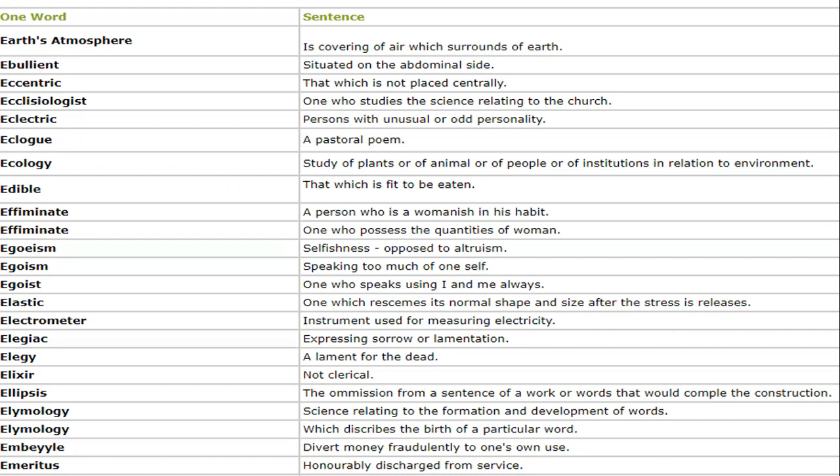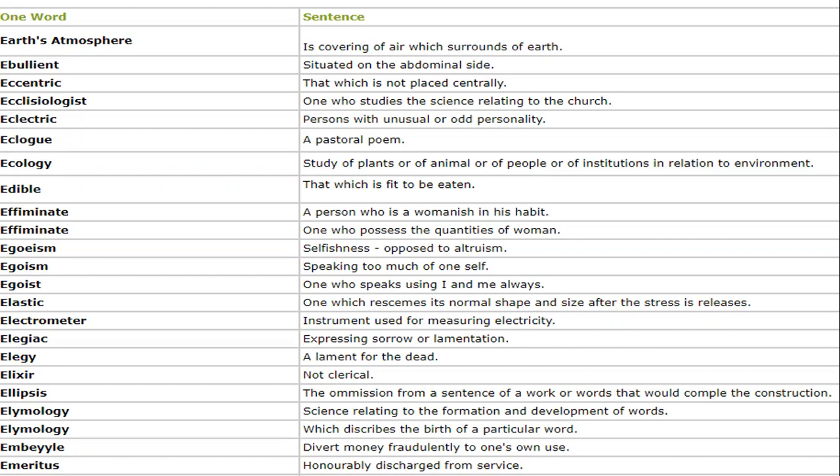Effeminate. Then again, effeminate, a person who possesses the qualities of a woman. Effeminate. Then egoism, that is selfishness. Egoism. Speaking too much of oneself is to be egoism. Egoist, that is one who speaks using I and me all the time.